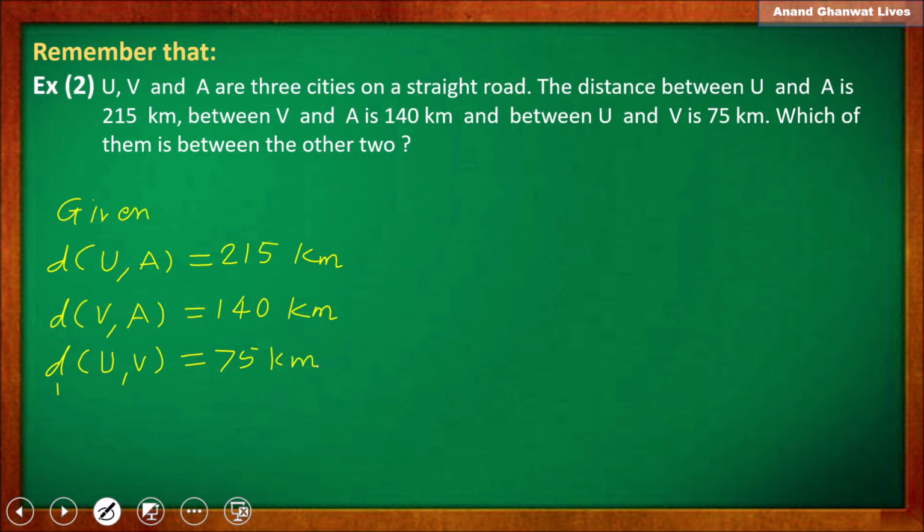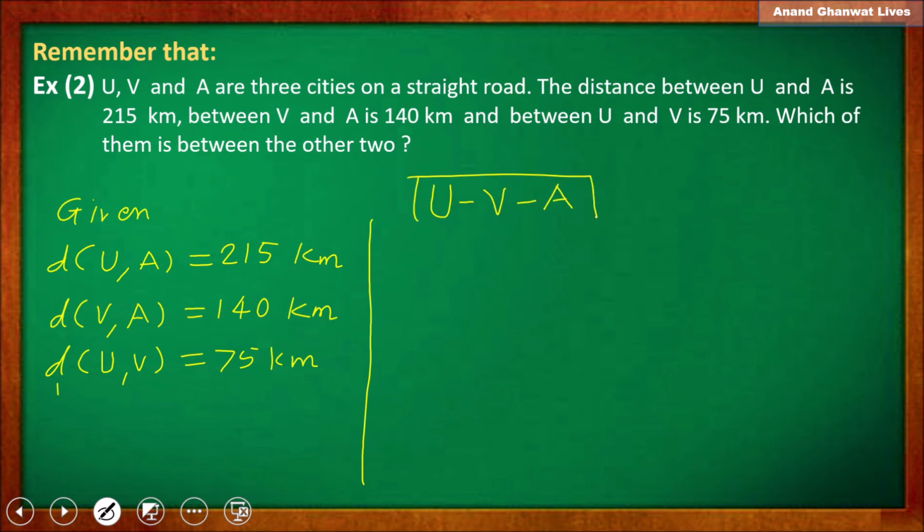Now, among the given distances, which is the greater distance? Yes, the distance between U and A is the greater. Therefore, U and A may be extreme points. So let us check the condition U-V-A.